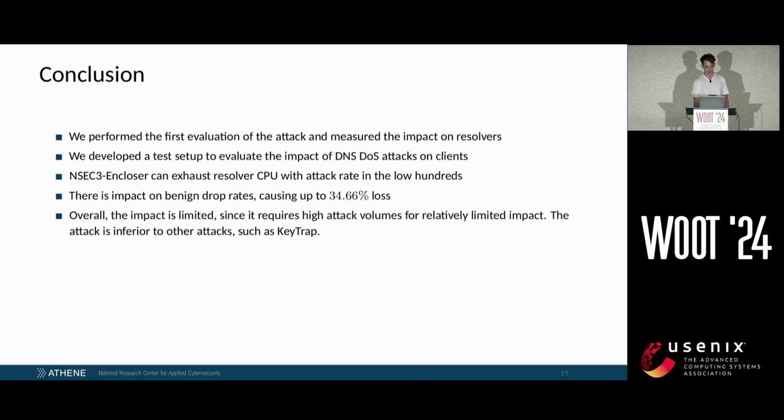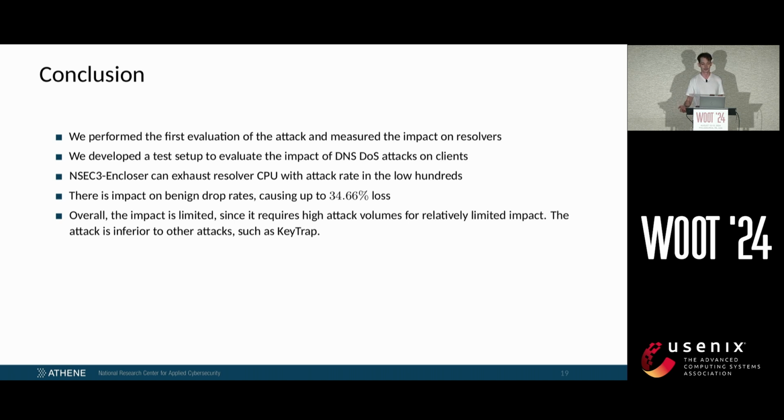So I'm trying to keep things short, so I'm going to the conclusion. What we did was this kind of evaluation. We tried to find out whether there was an impact of DoS on DNS resolvers, and that would actually trigger that clients were dropped. And what we found out was, well, this kind of attack can result in high CPU load and can actually exhaust the resolvers, but with an attack rate in the low hundreds.